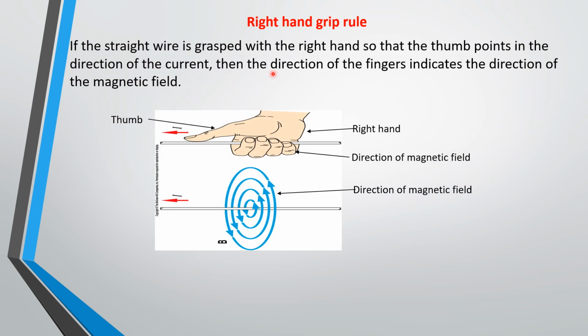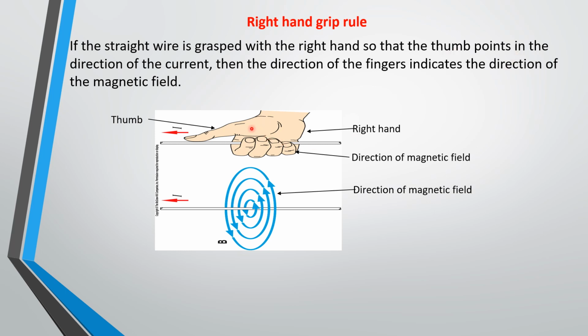Then another rule that can help us too is the right hand grip rule. The right hand grip rule says that if the straight wire is grasped with the right hand so that the thumb points to the direction of the current, then the direction of the fingers indicates the direction of the magnetic field. So this is also the same thing as what we have just discussed.